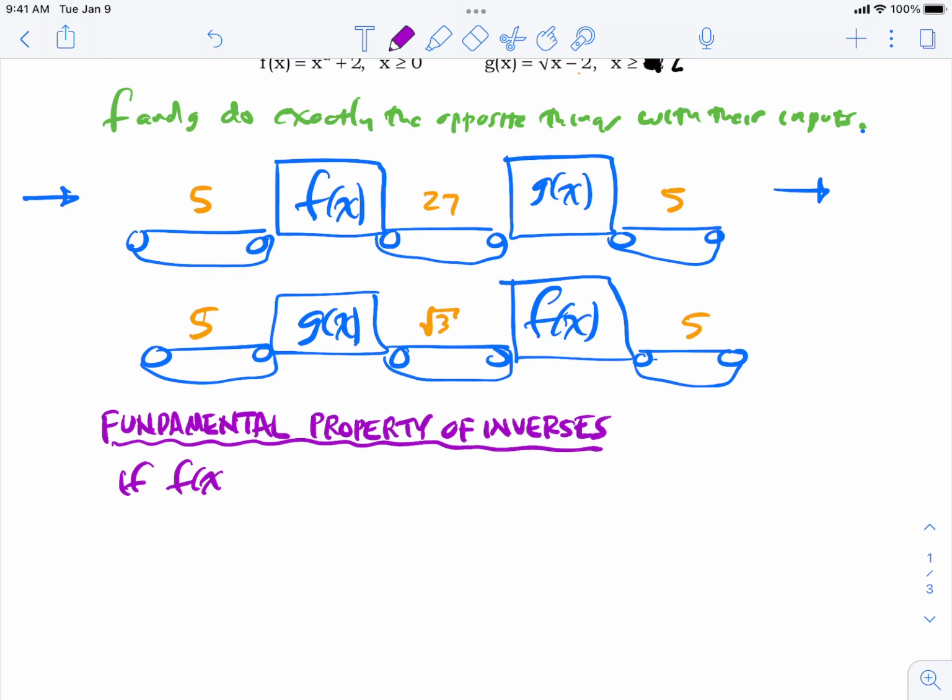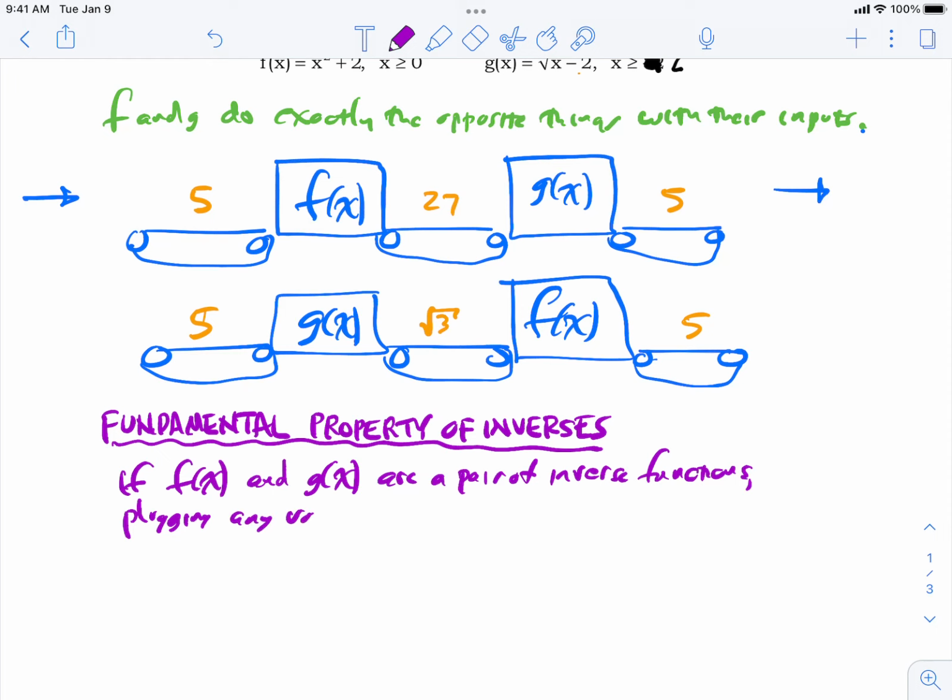If f of x and g of x are a pair of inverse functions, in other words, one's the inverse of the other, then, how should I say this, plugging any value for x into f and the result into g gives back the same value of x.